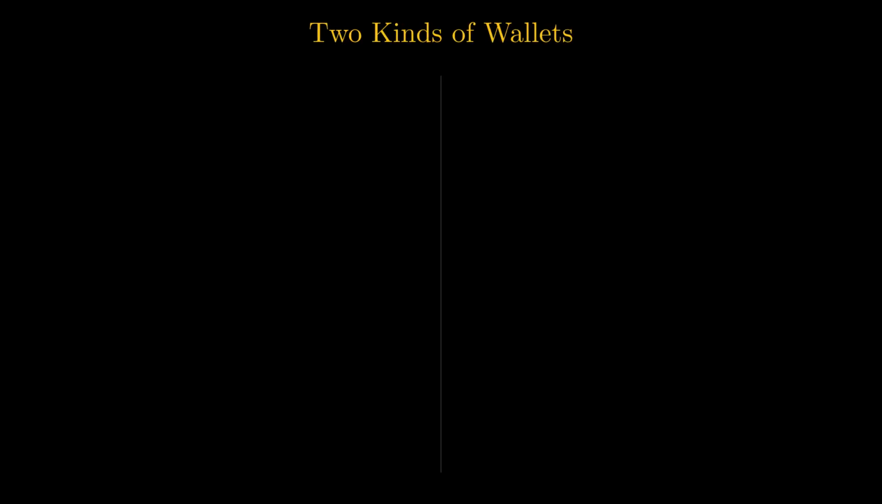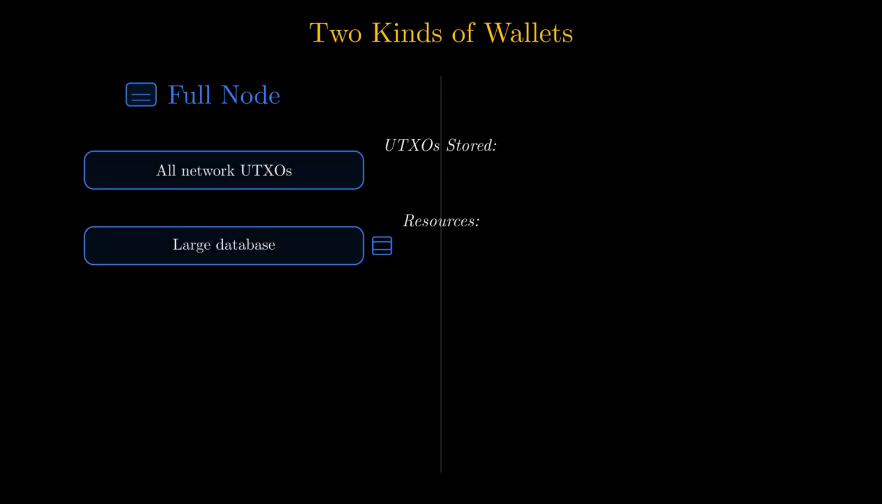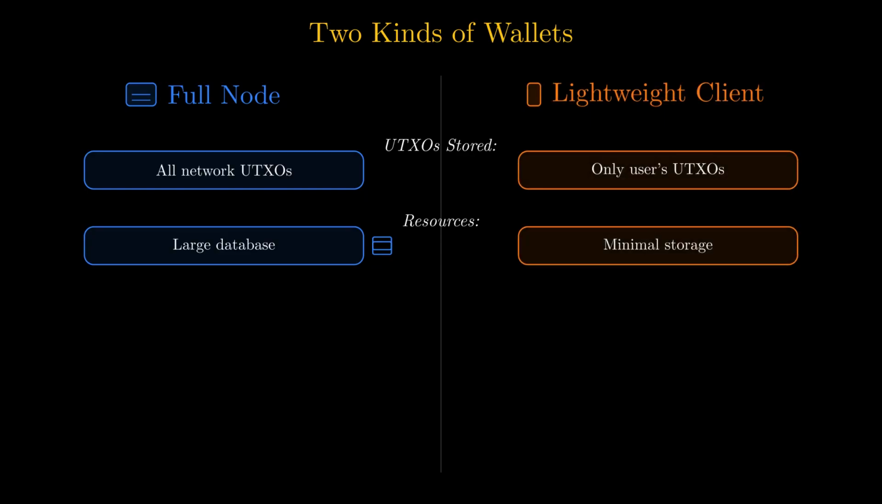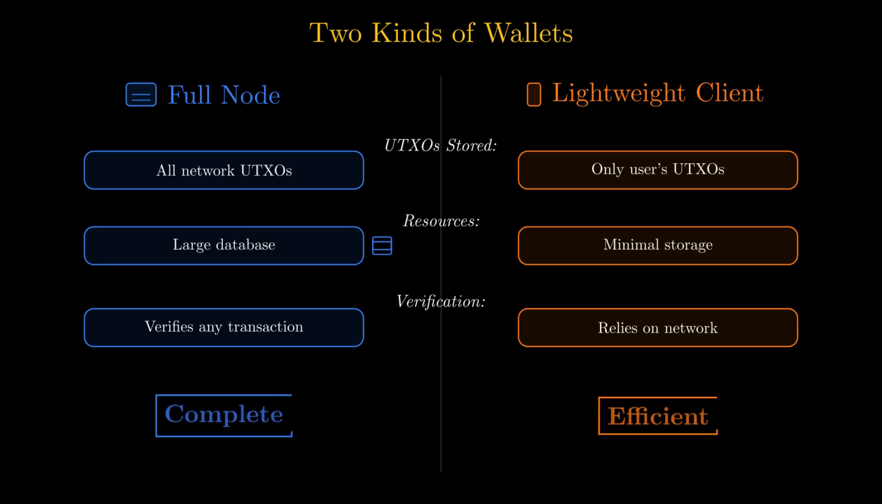2 kinds of wallets exist. A full node stores every UTXO on the entire network and can verify any transaction. A lightweight client tracks only your own UTXOs. Efficient, but relies on the network for full verification.